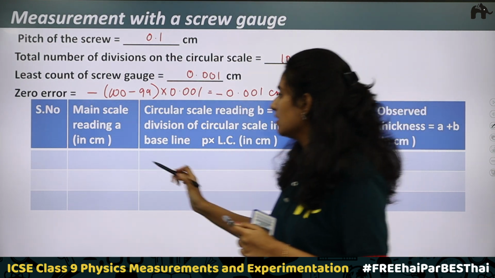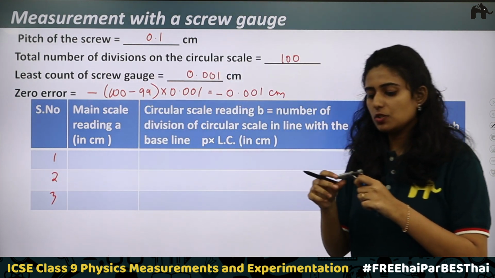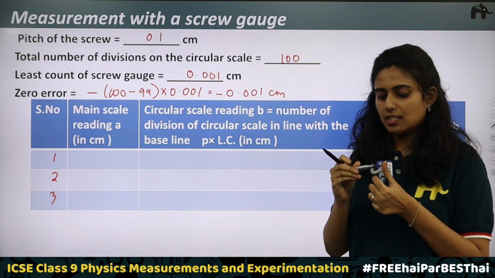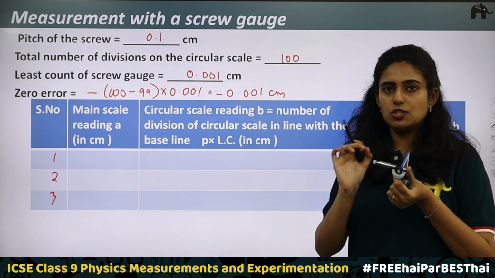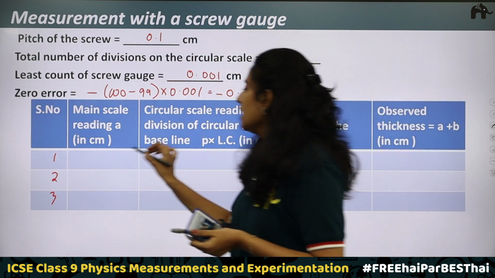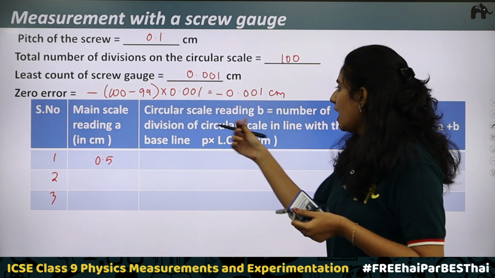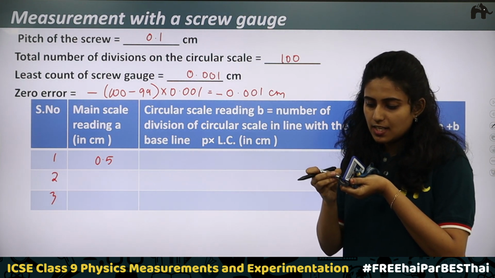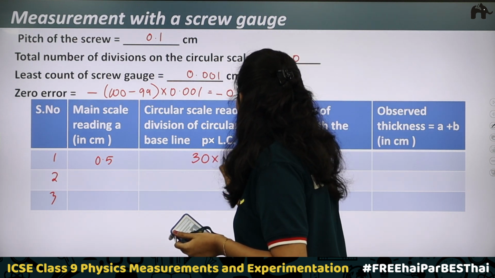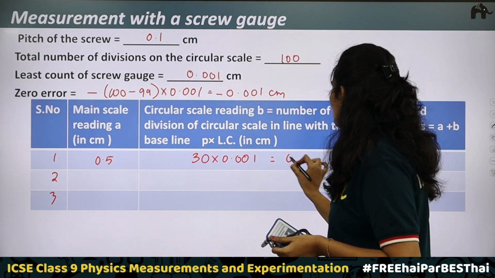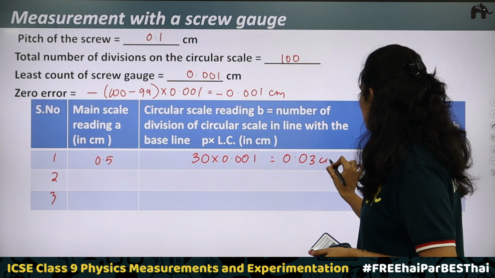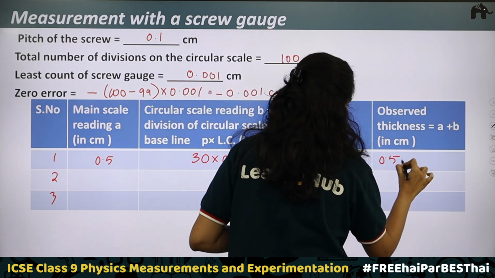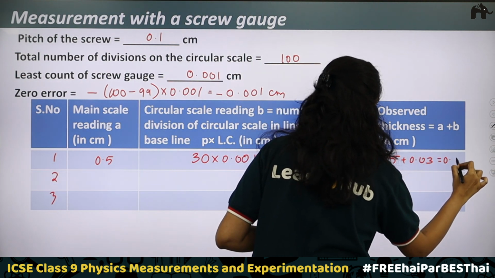Now we'll repeat this experiment 3 times. 1, 2, 3. So first time, loosen the screw. Place a card here between the stud and the spindle. Tighten it. Once you hear the sound, you'll stop. Note the value here. The main scale reading is 0.5 centimeters. Then we have to find the circular scale reading, the number of divisions of the circular scale in line with the baseline. Here I am getting 30 on the baseline. Therefore 30 into the least count 0.001 centimeter is equal to 0.03 centimeters. Now, the observed thickness is A plus B, 0.5 plus 0.03, which is equal to 0.53.